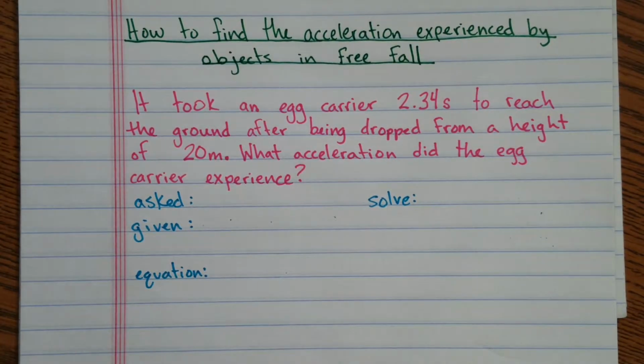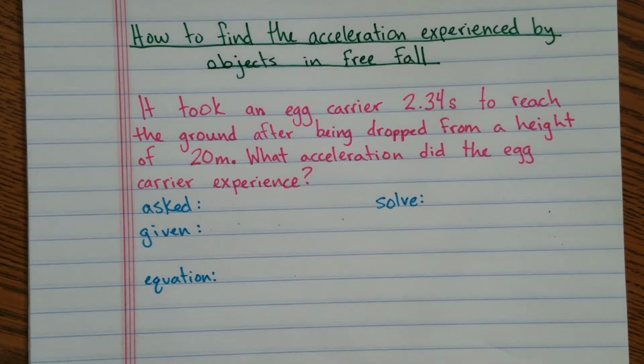So the example problem I'm going to use is it took an egg carrier 2.34 seconds to reach the ground after being dropped from a height of 20 meters. Please note that your eggs did not fall 20 meters. They started at the band tower, which is approximately 8 meters high. What acceleration did the egg carrier experience?